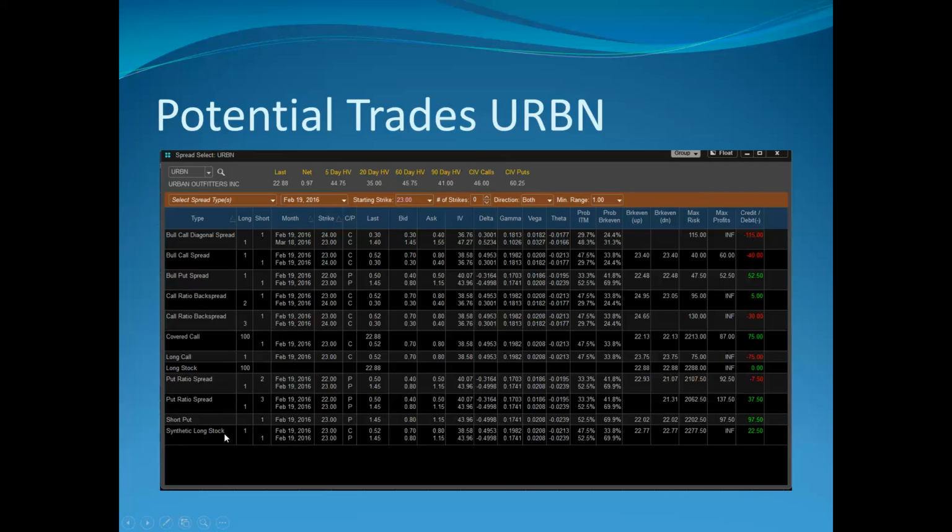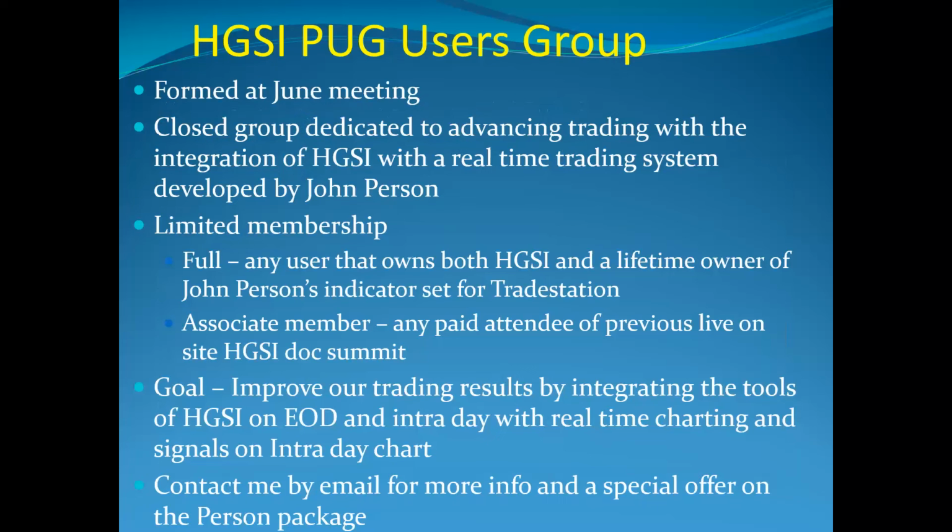How about a synthetic long? Let's say I sell a put at $23 and buy a call at $23. I have the exact same P&L curve as if I bought the stock, except I put $22.50 in my pocket. The most I can lose is $22.77, which is actually less than if I bought the stock. So there are a number of things that I could do to take the same trade. I just put this here for demonstration purposes.